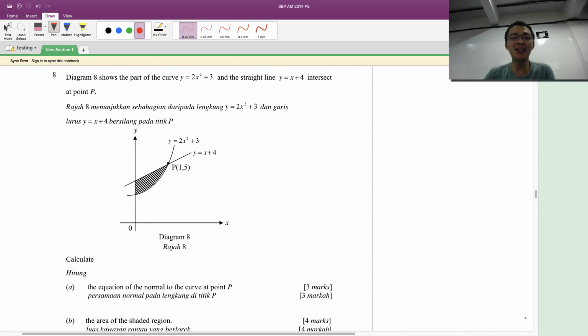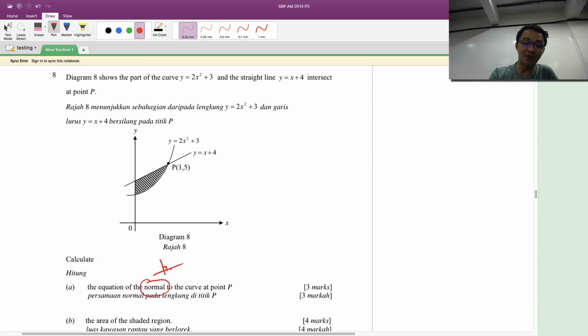Okay, then let's have a look at number 8. Diagram 8 shows the path of the curve and the straight line intersecting at the point P. First, he asks you to find the equation of the normal to the curve at P. So first you have to understand the meaning of normal. Normal here means perpendicular.